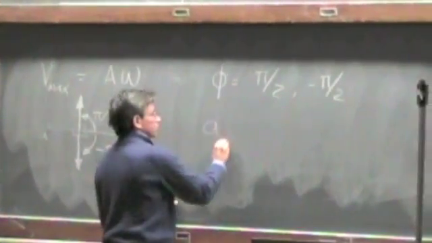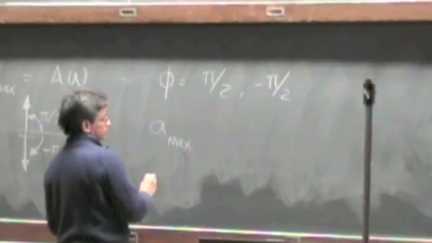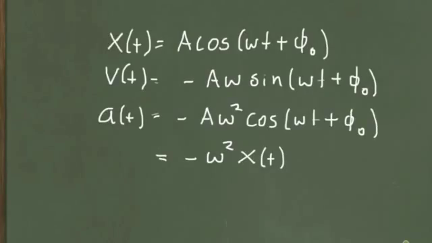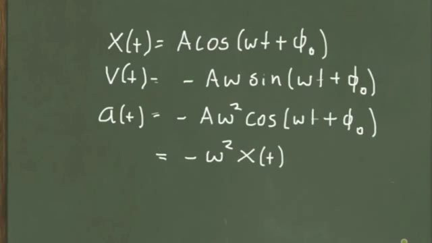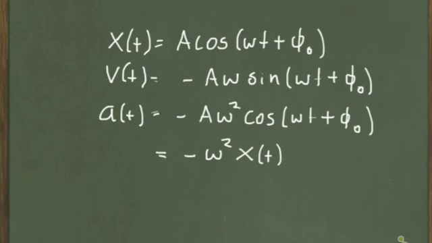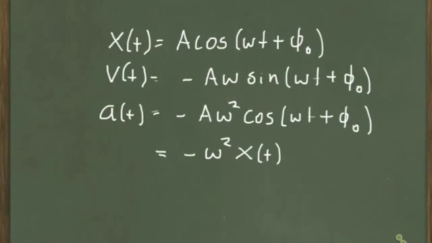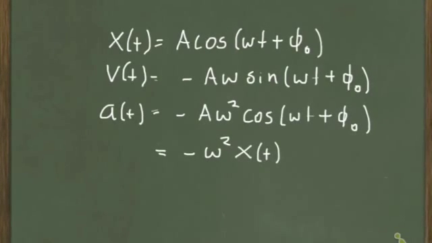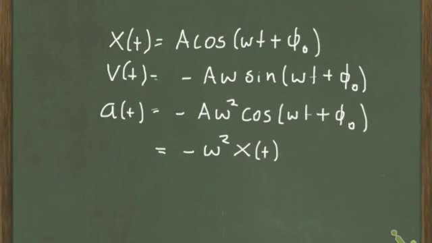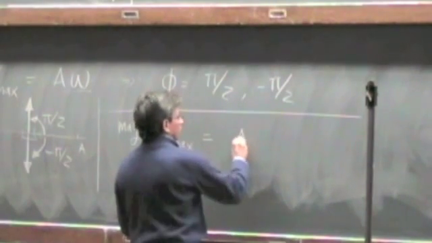What's the maximum acceleration in magnitude? The magnitude of the maximum acceleration. From that equation over there, you can tell what's the maximum acceleration, right? The acceleration as a function of time goes like minus A times omega squared times the cosine. The cosine maximum value can be 1 or minus 1 in magnitude. So that's going to be A omega squared.